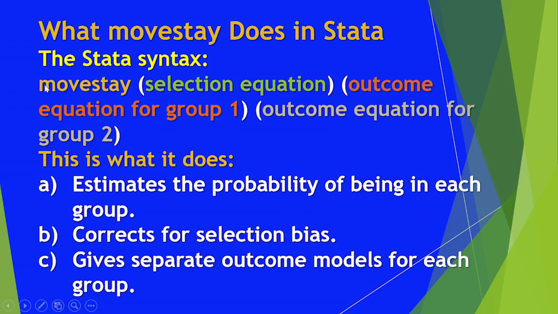This is the general Stata syntax. We have to issue the movestay command, then the selection equation, the outcome equation for group 1 and the outcome equation for group 2. And this is what it does. First, it estimates the probability of being in each group. Remember, a group can be non-technical or technical, and it corrects for selection bias when maybe someone is biased to belong in non-technical when they should be in technical. And lastly, it gives a separate outcome model for each group.